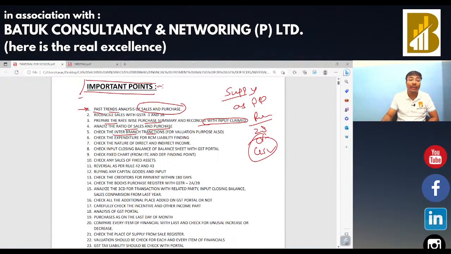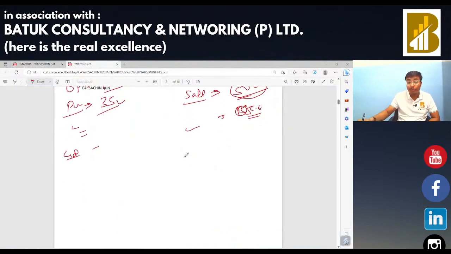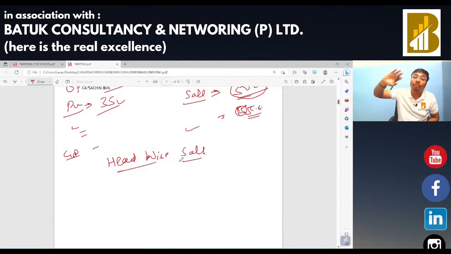When you are going to analyze the sales, in that case you need to demand the headwise sales from that particular party. Sir, you need to demand the headwise sales from that particular party. When you are demanding the headwise sales, you also need to demand the same from the software generated headwise sales. When you are getting the Excel sheet, in that case you need to demand the PDF file also and compare the sales from that PDF file with that Excel sheet, because manipulation is also possible.